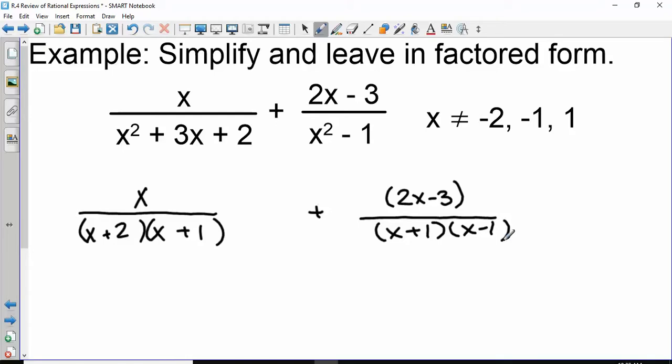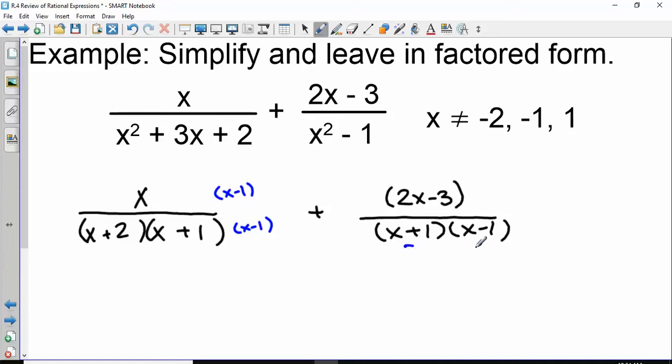So now, let's get that common denominator. The first parenthesis has an x plus 2 and an x plus 1. What does the second one have that this one doesn't? The x minus 1. You all see that? So that is the new piece this first fraction needs. So I am going to multiply x minus 1 on the top and bottom. Trying to make them identical. The second one had an x minus 1, so it needs it.